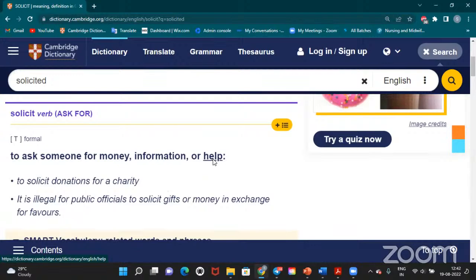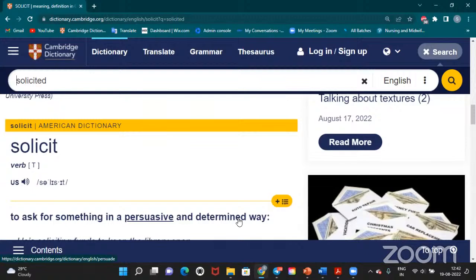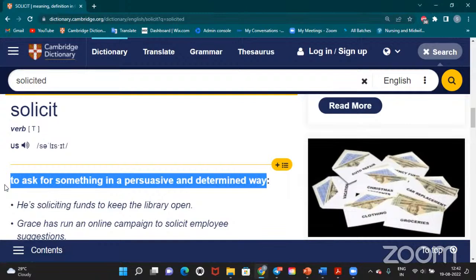To ask for something in a persuasive and determined way. This is the perfect word. To ask for something, this is the appropriate meaning. Solicited is a very wonderful word. What do you mean by persuasive? It means with great request, demand. So he cannot say no. Determination, persuasion. When you want somebody to do it, you go on pleading, requesting. That is solicit.